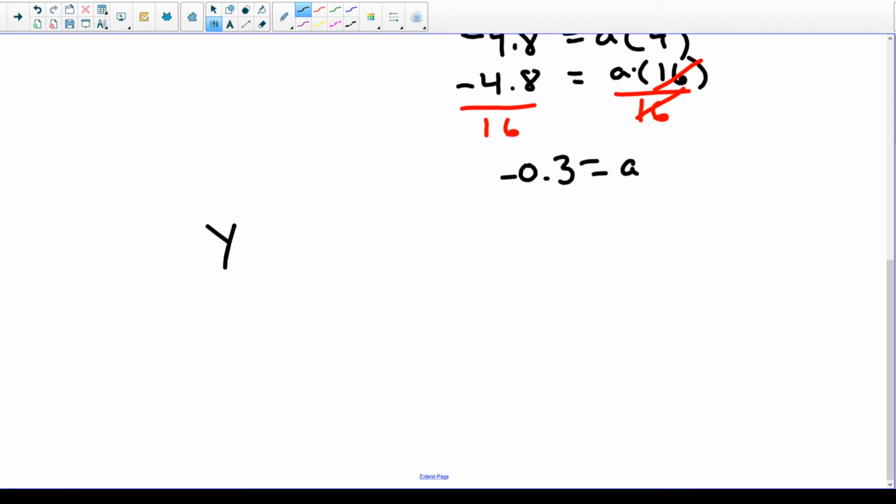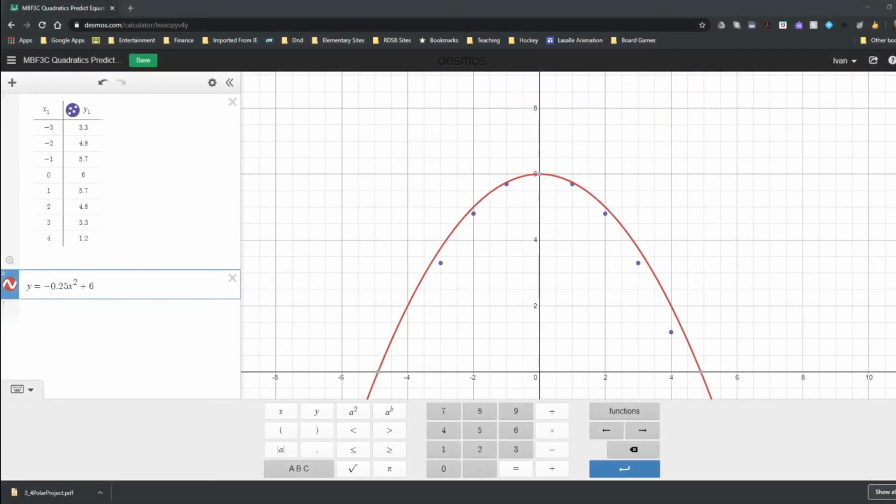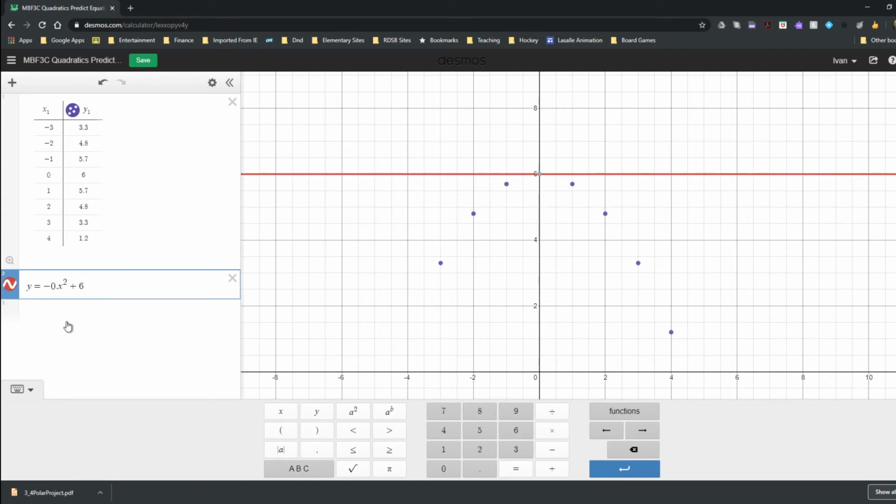So we now know that the equation that matches that parabola is negative 0.3, where the a goes, times x squared, plus 6, and the 6 is where the k went. So let's go back to Desmos and try that combination and see how well it fits our points. So I'm going to change the negative 0.25 to negative 0.3 and bang on. That is exactly through those points. And we now have an equation that models that parabola perfectly.